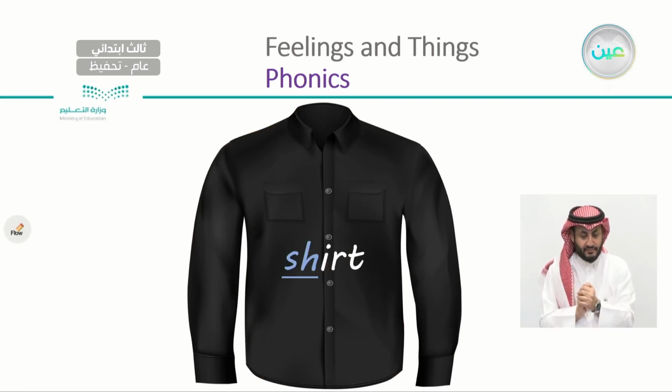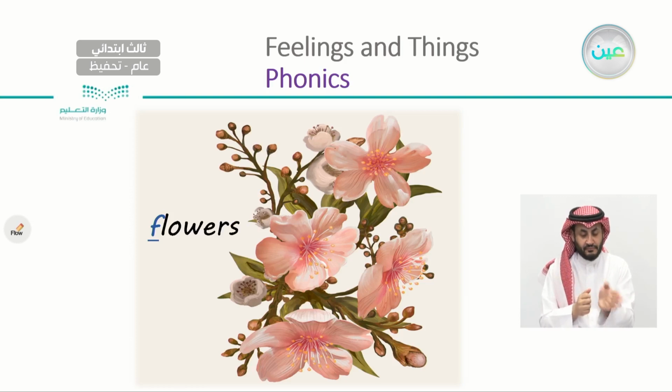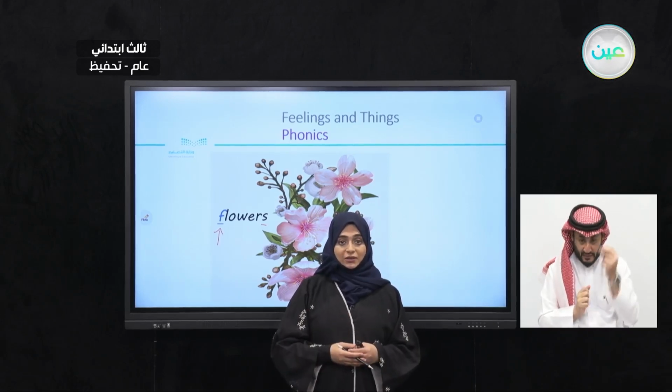And here we have a black shirt. Excellent. The sound is S and H for shirt. And here we have 1, 2, 3 chicks. Excellent. The C and the H make the ch sound. What about this? What picture do you see? We have a bunch of flowers. And the underlined sound is the f sound. So far, so good. Were you able to notice all these sounds?